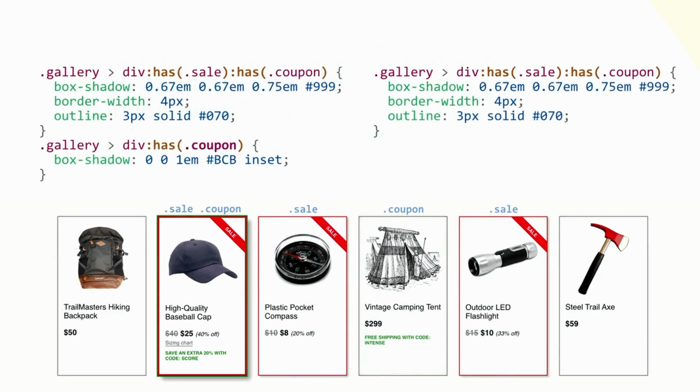That might be a little much, though, so let's pull it back. Where we had these three rules that had these results shown here: the red border with a drop shadow for sale, subtle inner green glow for coupon, and a combination of the two with an extra drop shadow for items that are both on sale and have a coupon. Okay.